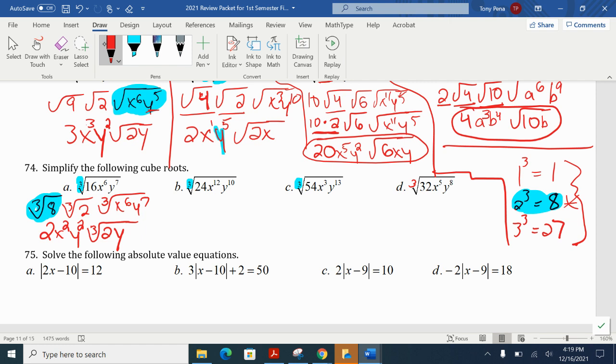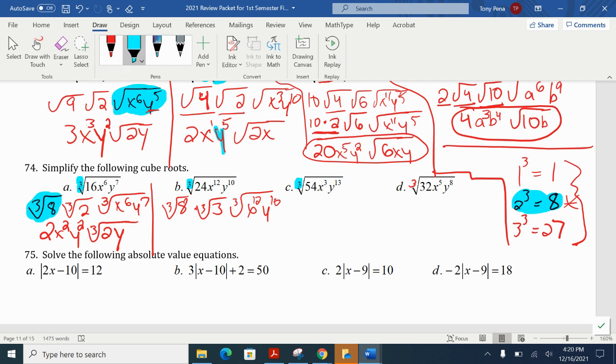All right, B, same thing, 24. We want to pick from these numbers over here. The only one that would be usable is the 8 again. So I'm going to write this as a cube root of 8 times a cube root of 3. That'll give me the 24. And then I'd still have a cubed root of x to the 12th, y to the 10th.